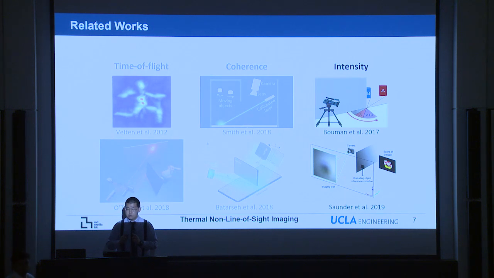Finally, we can use traditional cameras capturing the intensity information to see around corners. This approach uses shadows cast by occlusions to gain information about the objects around corners. In other words, the quality of intensity measurement-based techniques heavily depends on occluding geometries. Our technique is intensity measurement-based, but does not require any occluding geometries.